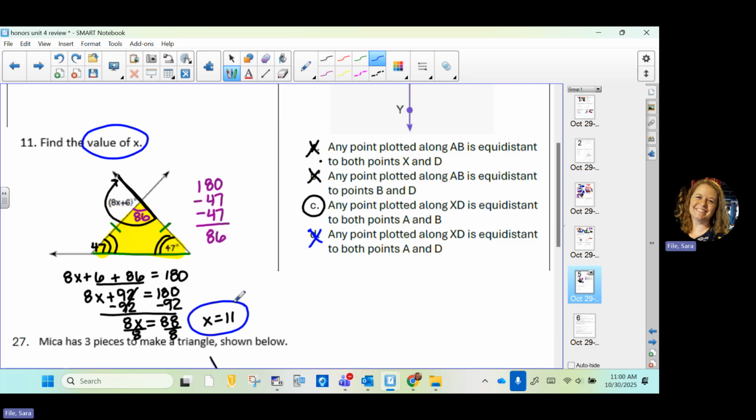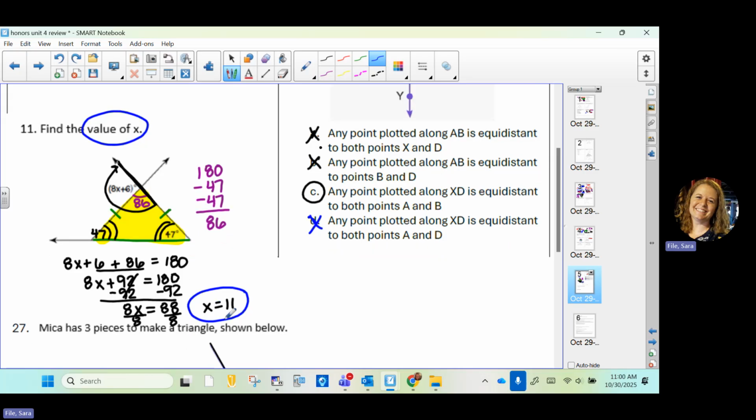Now, could I plug that back in and check my answer? Absolutely. If I do 8 times 11 plus 6, that's 94. So this angle would be 94. 94 plus 86 does indeed equal 180. We feel okay about that one? You had to know about isosceles triangles to do that. You had to know isosceles triangles and linear pair.